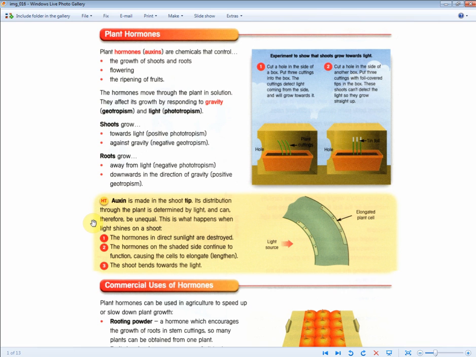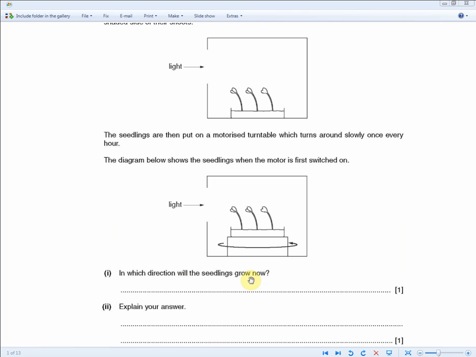This is what happens when light shines on a root. So number 1, the hormones in direct sunlight are destroyed. 2, the hormones on the shaded side continue to function, causing the cells to elongate, lengthen. 3, the shoot bends towards the light. So basically, if light's coming in from this side, these guys die, whereas these guys still continue to grow, creating this elongation. So if we return back to the exam question, in which direction will the seedling now grow?